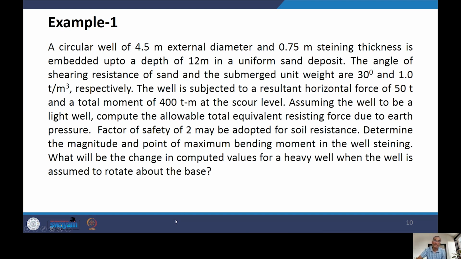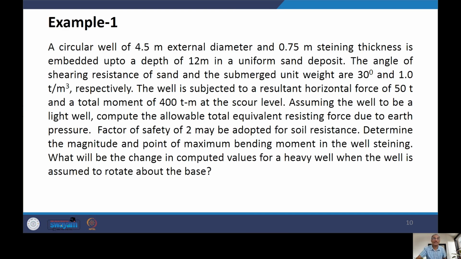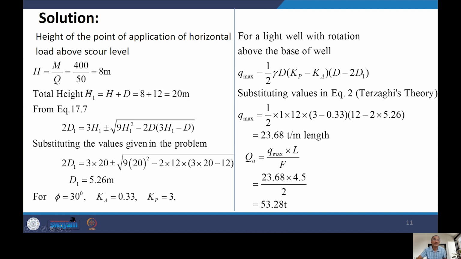So this needs to be done using what is called Terzaghi's theory, and the various formulations are listed here. First of all, because both moment as well as horizontal force are given, you can find the height at which the horizontal load is applied, h, which is given by M by Q, so it comes out to 8 meter. So the point of application of horizontal load above scour level is 8 meter. Total height H will be h plus D, that is 8 plus 12 meter, 20 meter.